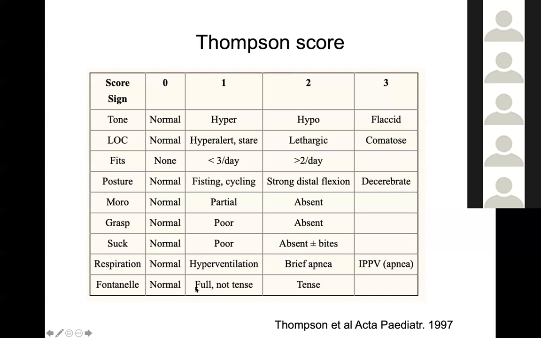Many other things, like fontanelle examination, are not that useful in babies with encephalopathy. And there's a lot of overlapping, Moro, grasp, suck, etc., because all of them are autonomic changes. And when you just add them up, it's not a very physiological way to do it. So I would not recommend using the Thompson score for either decision making about cooling or for monitoring these babies.